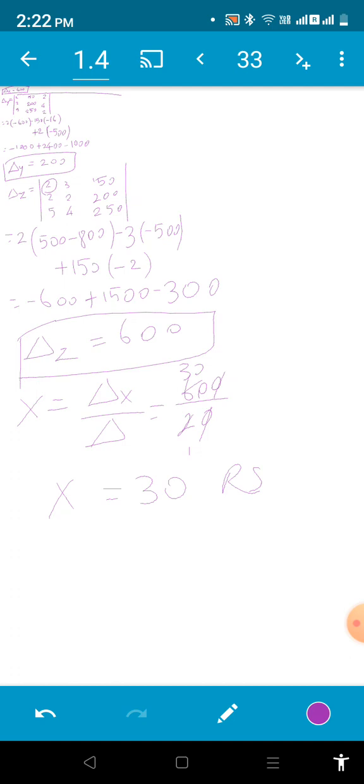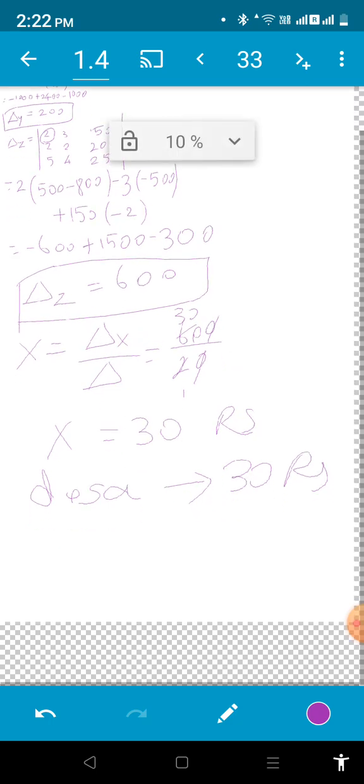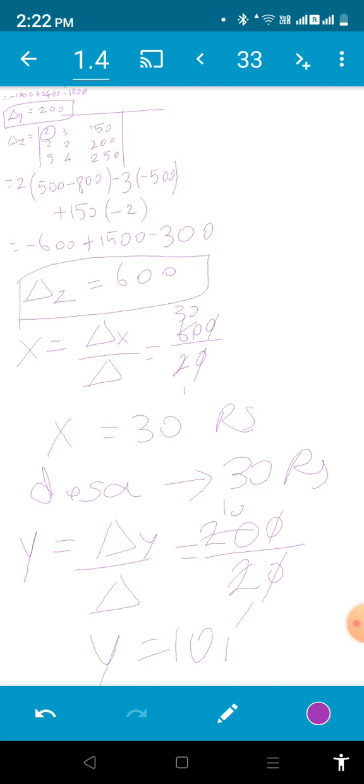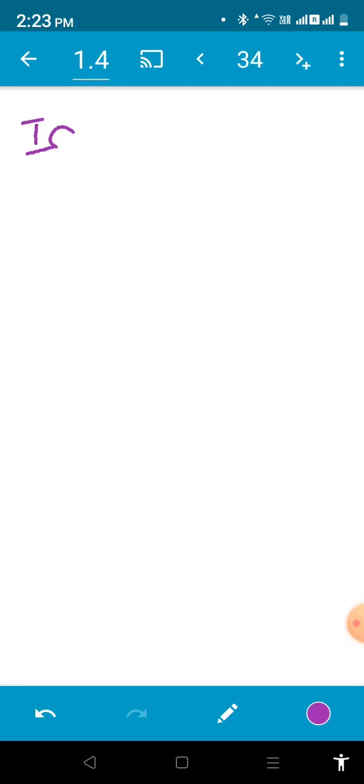Similarly we have to find the y value. y is delta y divided by delta. Delta y value is 200, and 200 divided by delta value 20, so I cancel. Then y is equal to 10 rupees. So y is the idli value, and the idli is equal to 10 rupees.